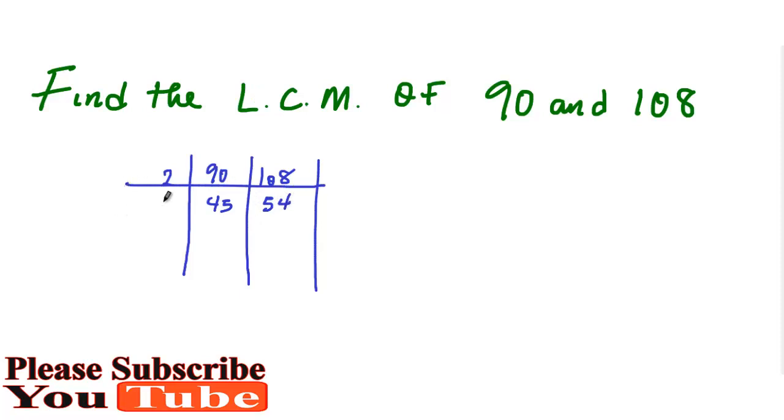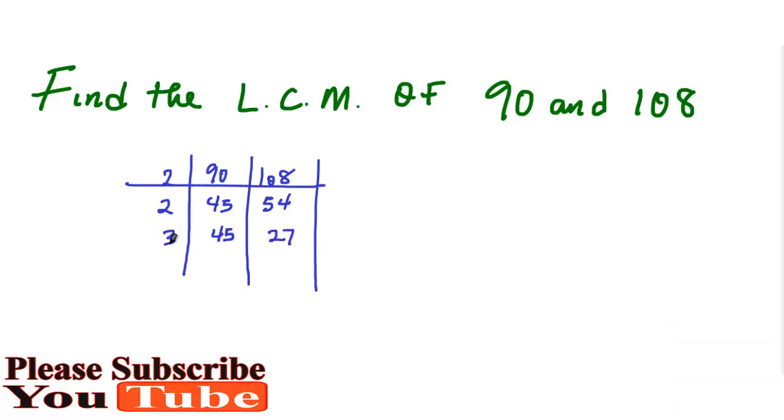So let's look at what else again. Then can 2 go in 54? Yes. So let's still maintain 2. So 2 in 45: 45 cannot be divided by 2, so we return that 45. Then 2 in 54, and that will give us 27.